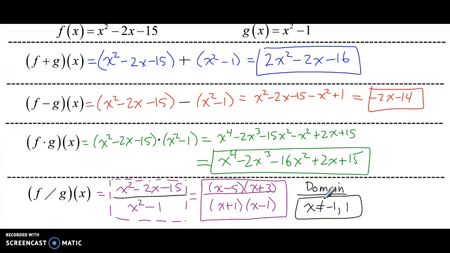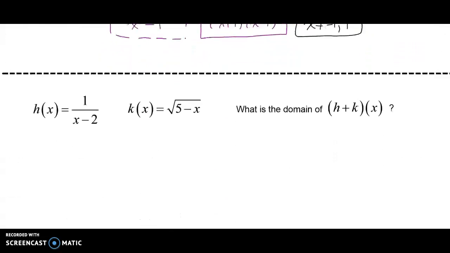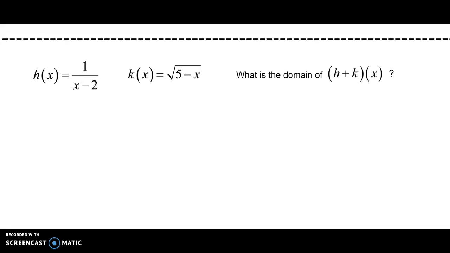And since we're talking about domain, that leads us to the part of 7.4 that is indeed a little bit challenging. And that is figuring out the domains of a combination of functions. So we've got function h here, and it has its own domain. And then we got function k here, and it has something going on with its domain. In fact, before we worry about combining them, let's just figure out their own individual domains. H here, its domain is everything except 2.